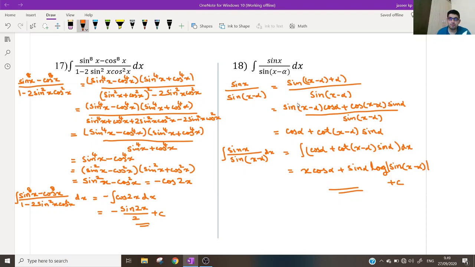So cos alpha is taken outside, integral dx is x, plus sin alpha taken outside, integral of cot is log of mod sin x minus alpha.